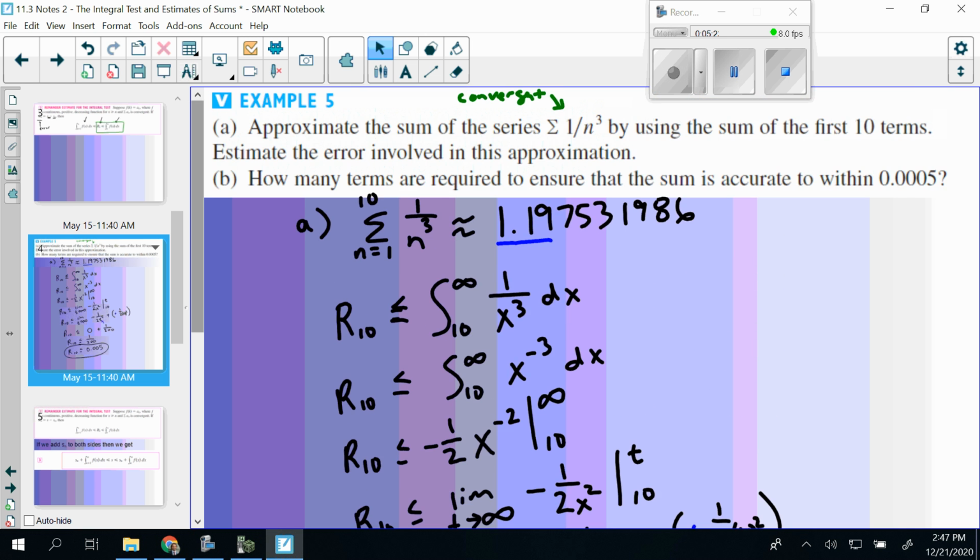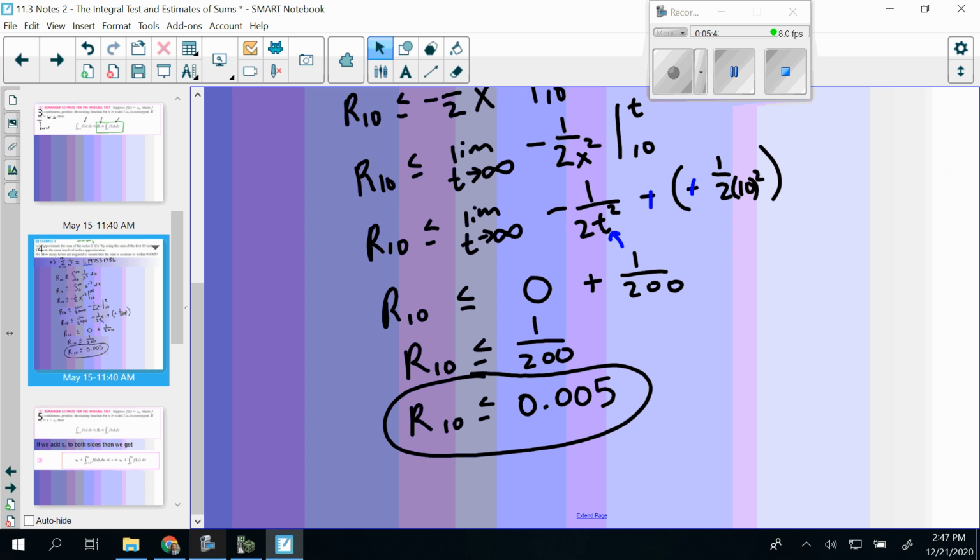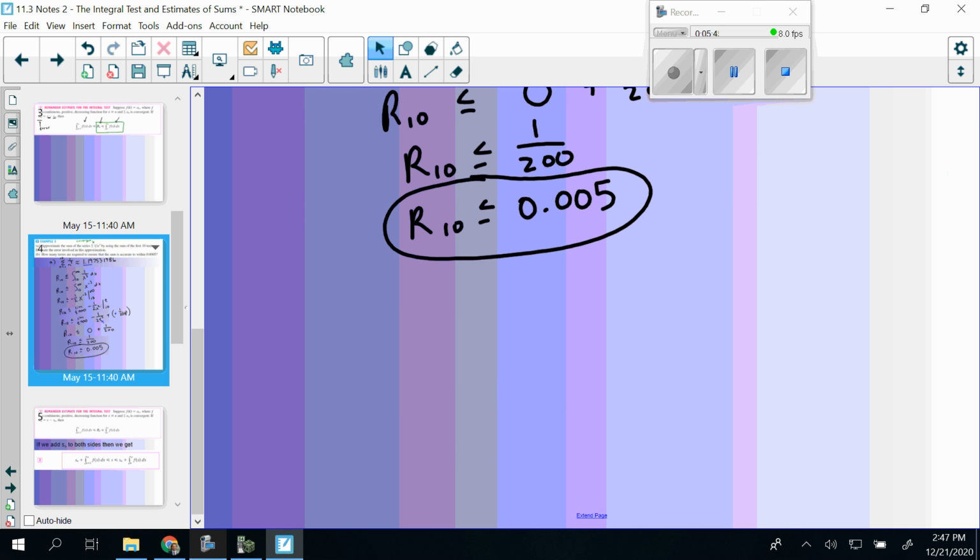All right, now let's look at part B. How many terms are required to ensure that the sum is accurate to within 0.0005? So now they added another zero in there. How many terms would we need to know that our sum is accurate to within that much? Okay, so here now we're going to do the same thing, but work the other way.